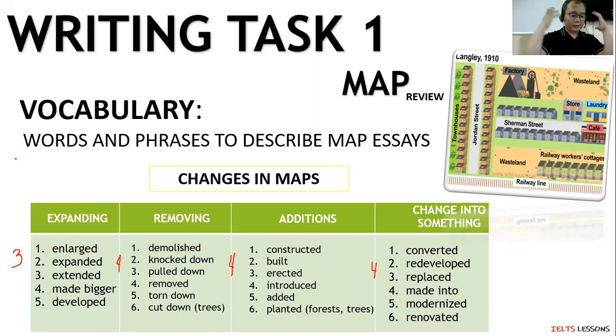Okay, so I know that you have good brain power. I'm going to give you 2 minutes. Since this is quite a lot, I'm going to extend the time. So I'll give you 3 minutes to memorize the vocabs, changes in maps: expanding, removing, additions, and change into something. Okay, so 3, 4, 4, 4. Timer starts now.